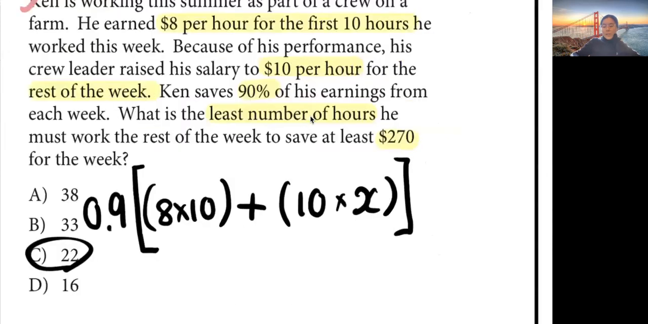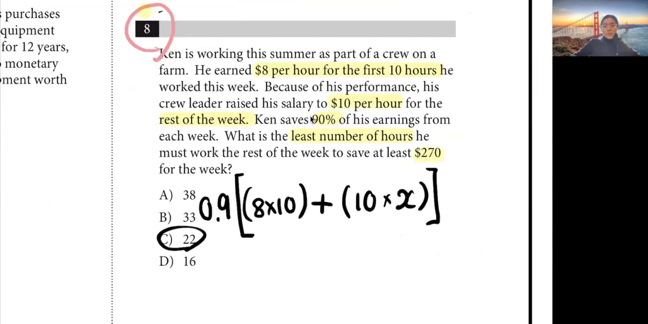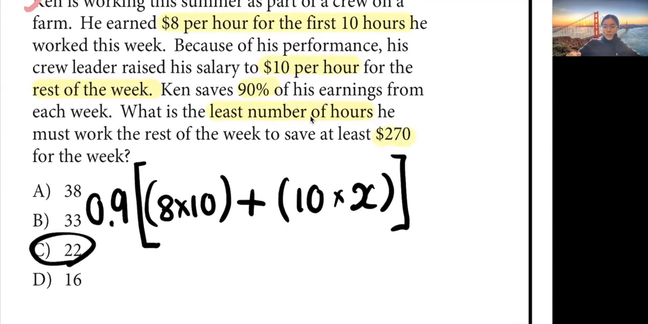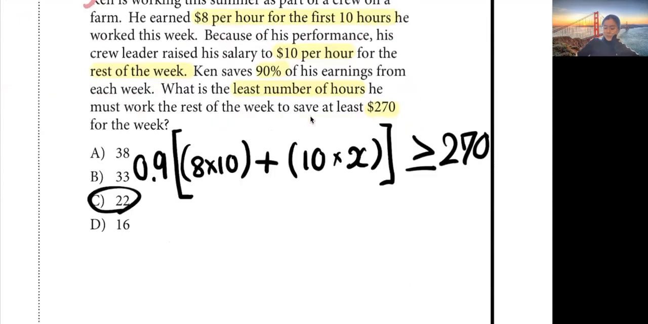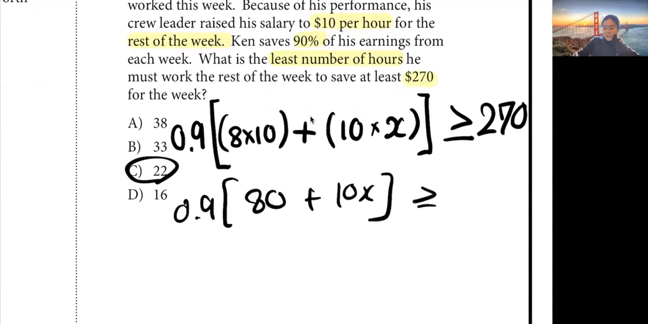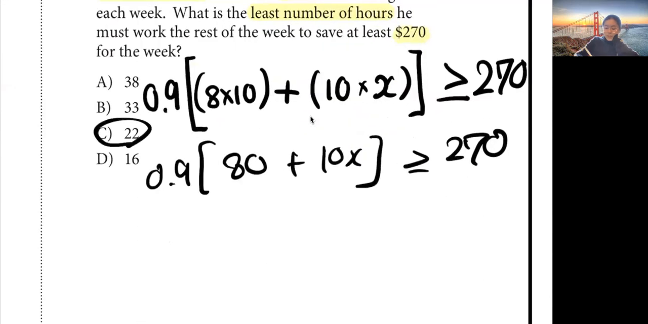But now he wants to know the least number of hours he must work for the rest of the week to save $270. So the least amount. So at least $270. It could be more, but at least $270. Now we just need to calculate this. 0.9 times (80 plus 10x) is equal to or greater than 270.